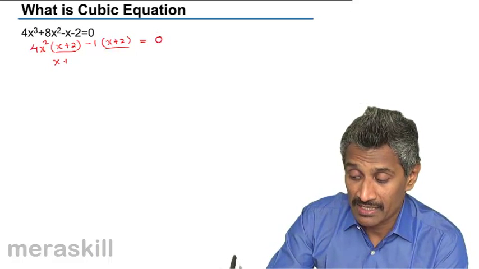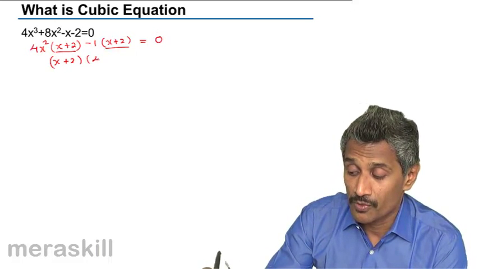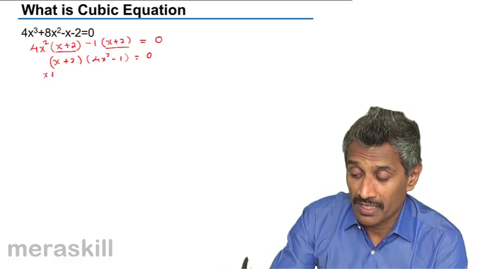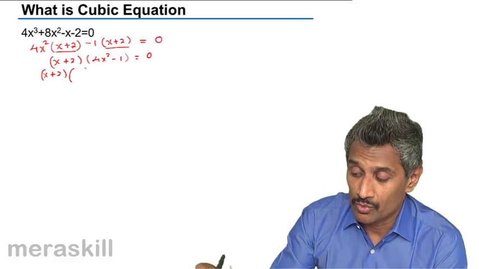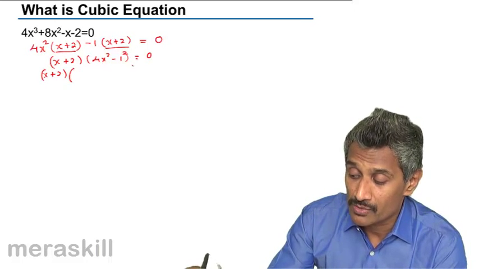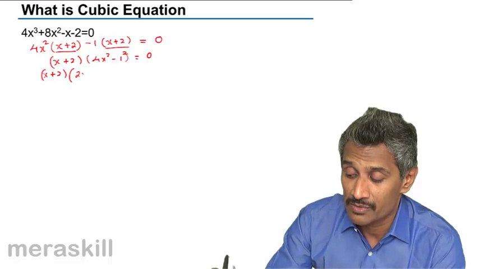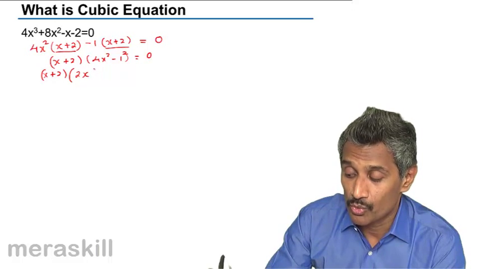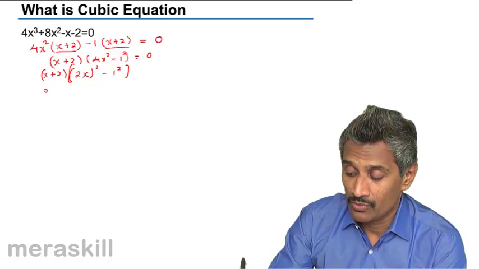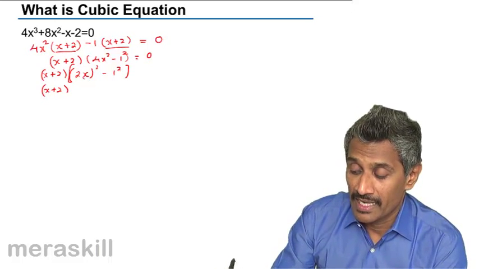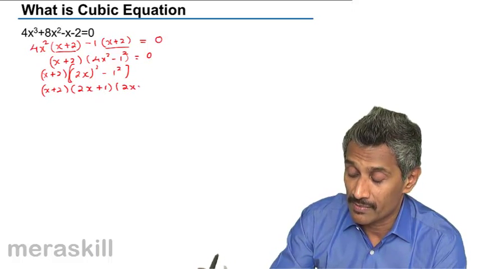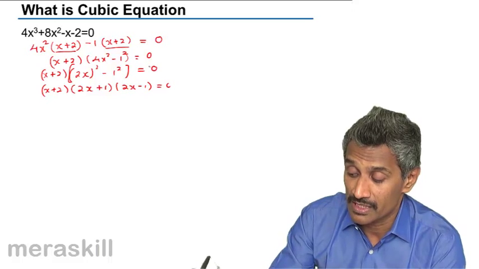Now again, this would mean x plus 2 into 4x square minus 1 is 0. 4x square minus 1 is the same as 2x the whole square minus 1 square. And now this will be of the form a square minus b square, that is 2x plus 1 into 2x minus 1. All this is 0.